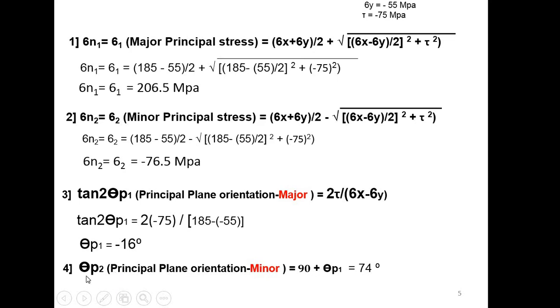Next, minor principal plane orientation, that is theta p2 equal to 90 plus theta p1. So already we got the value of theta p1, that is minus 16 degree. In this way we will get the value of minor principal plane location, that is at 74 degree with a reference plane.